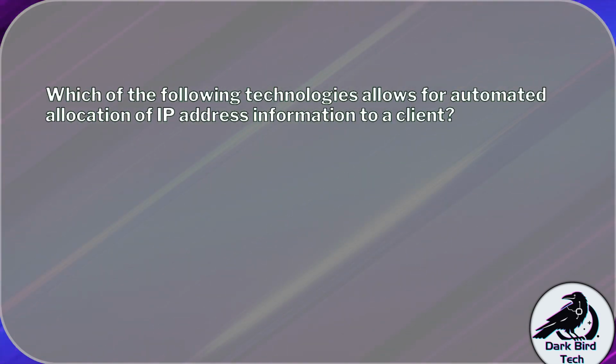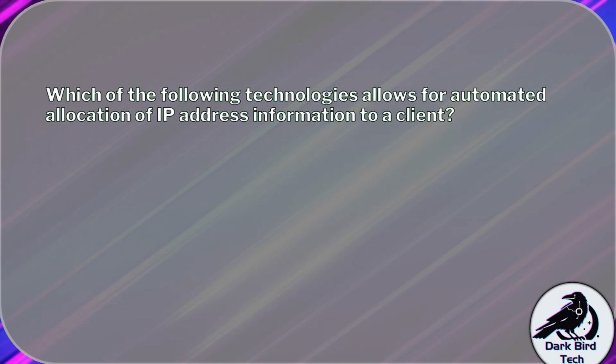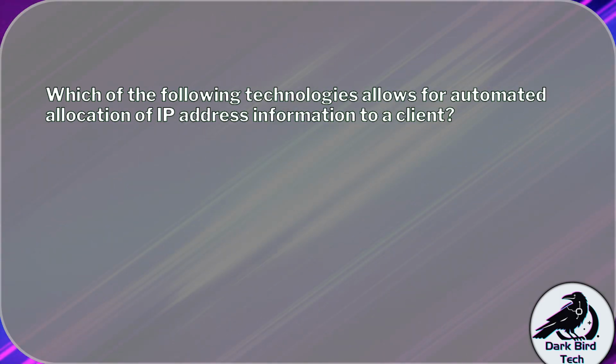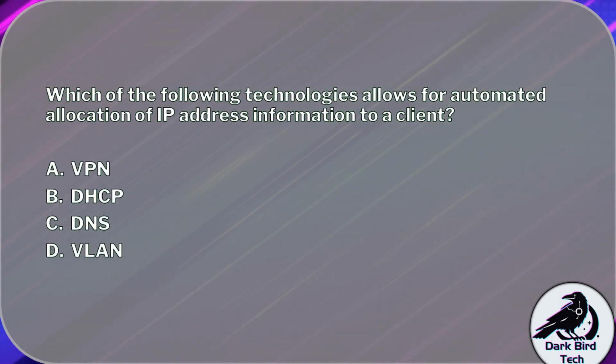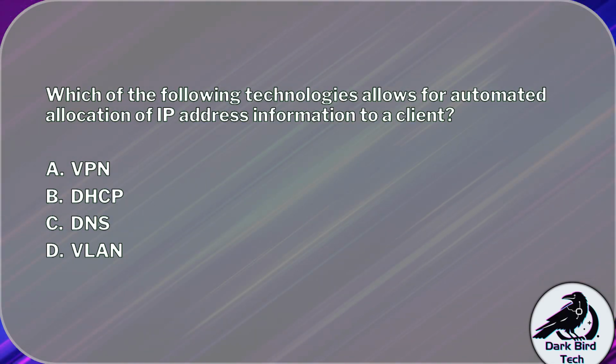Which of the following technologies allows for the automated allocation of IP address information to a client? So I'll give you a chance to think about the options you want to see. Pause if you need to. But the options are a VPN, DHCP, DNS, and VLANs.